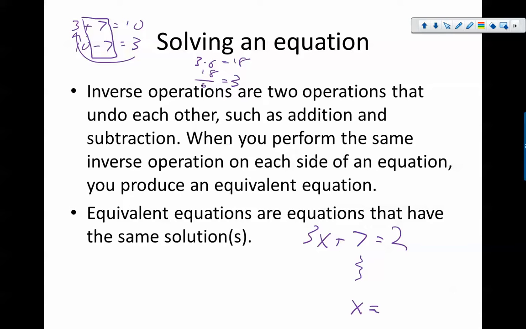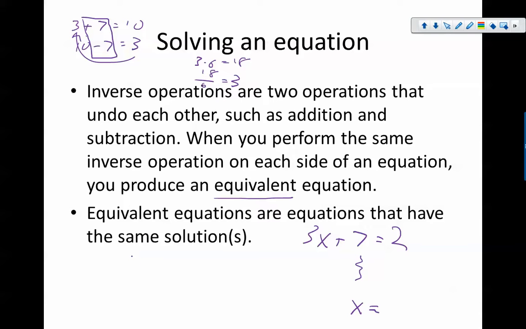When we perform the same inverse operation on each side of an equation, we produce an equivalent equation. Whenever I do something to one side of an equation, as long as I do it to the other side, the equations are equivalent. They're not the same, but they are equal to each other. Equivalent equations are equations that have the same solution.